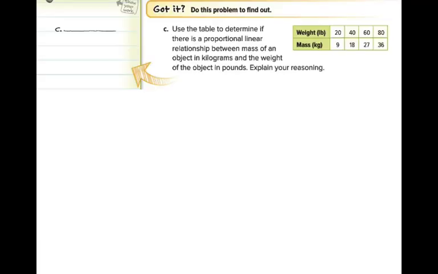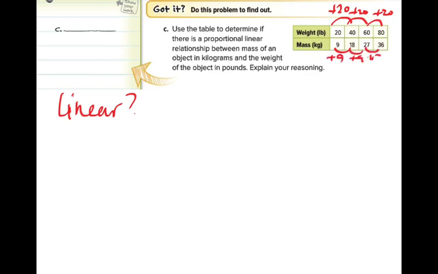Okay, so let's try an example. Use the table to determine if there's a proportional linear relationship between mass of an object in kilograms and the weight of the object in pounds. Explain your reasoning. Okay, so the first thing is we want to see, is it linear? Because if it's not linear, then there's no way it's a proportional linear relationship. So if we look at my x's, it increases by 20 each time. Okay, and then if we look at our mass, it increases by 9 each time. Okay, so there is a linear relationship.